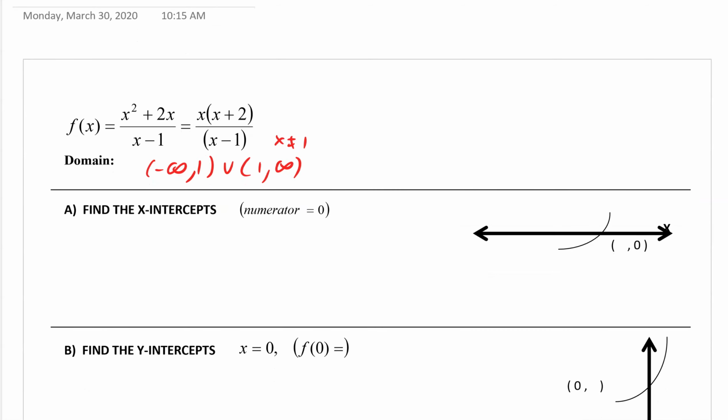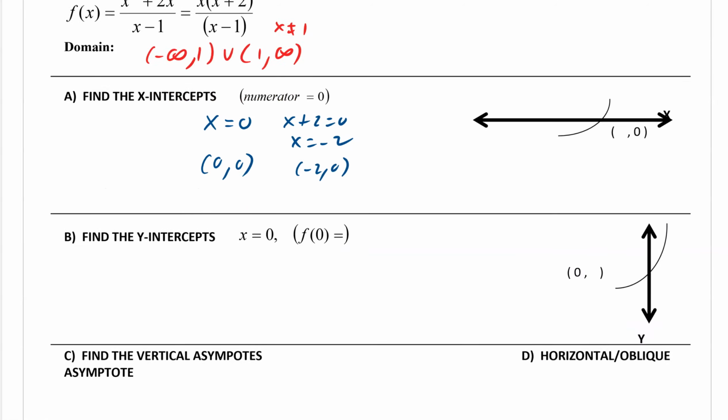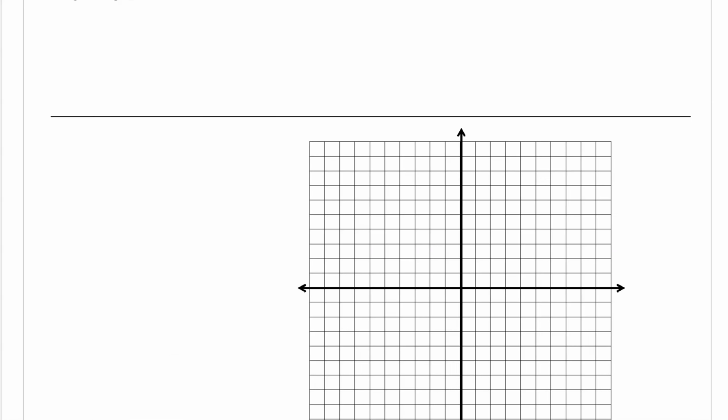So x-intercepts. Again, x-intercepts are the top. So we have x equals 0 and x plus 2 equals 0. And so those are our two x-intercepts. We're going to have one at (0, 0) and one at (-2, 0). So we can come down here and plot them. One at (0, 0), one at (-2, 0).